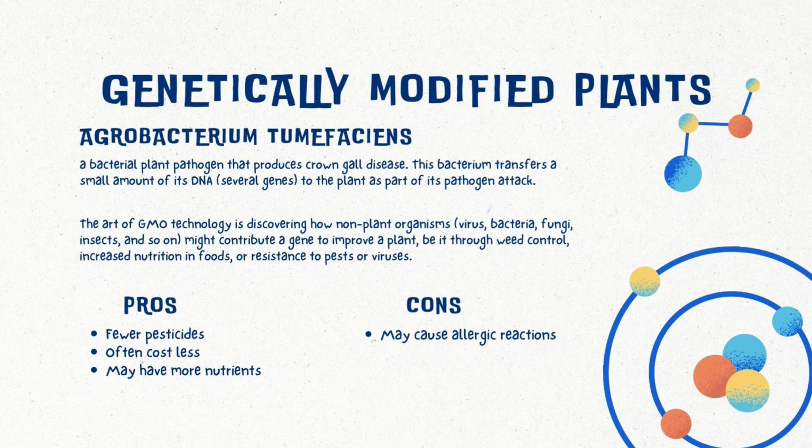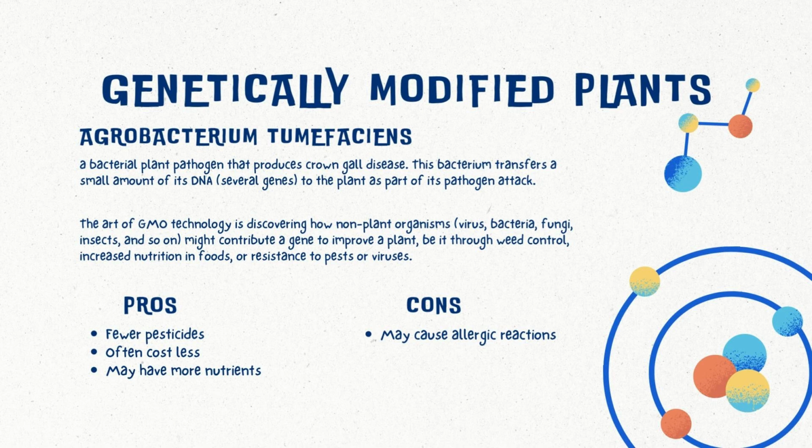Our first pro will be fewer pesticides. It is because many GMO crops have been altered to be less vulnerable to insects and other pests. This is because their genes produce a protein that kills many pests and insects, helping to protect them from damage. So instead of having to be sprayed with a complex pesticide, these crops come with an innate pesticide. This means that farmers don't need to use as much pesticide on crops.